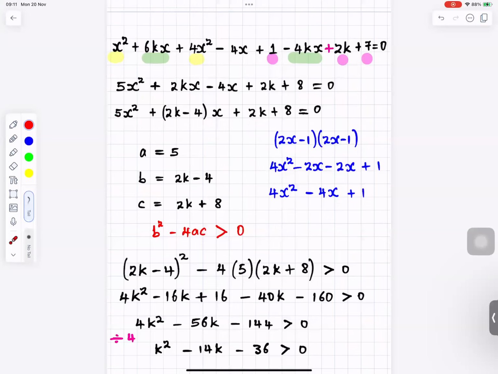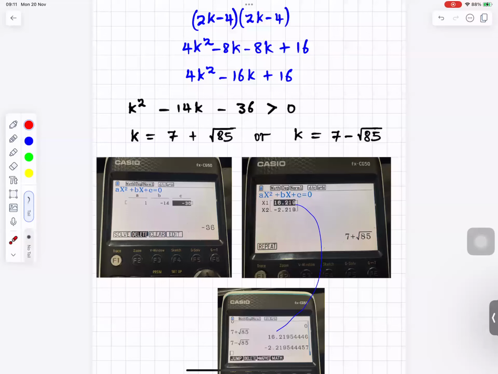And then from there, you have b squared minus 4ac. That's a, that's c. Expand the double brackets, put them together, and you get that expression there, that inequality. With that inequality, you put it in your calculator, and it gives you the two answers, 1 and 2. You can see there, I put in the calculator, ax squared plus bx, and it gives me the two answers.